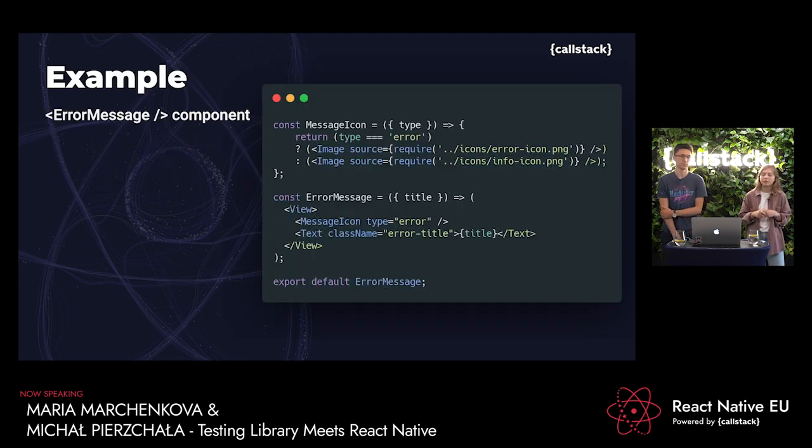Let's see it in action. Here is an error message component, which requires a title property and renders two elements, a message icon and text. Quite straightforward, so let's go to the test.